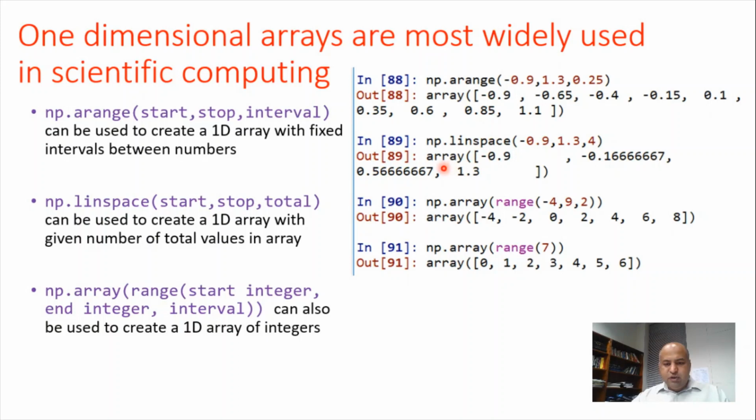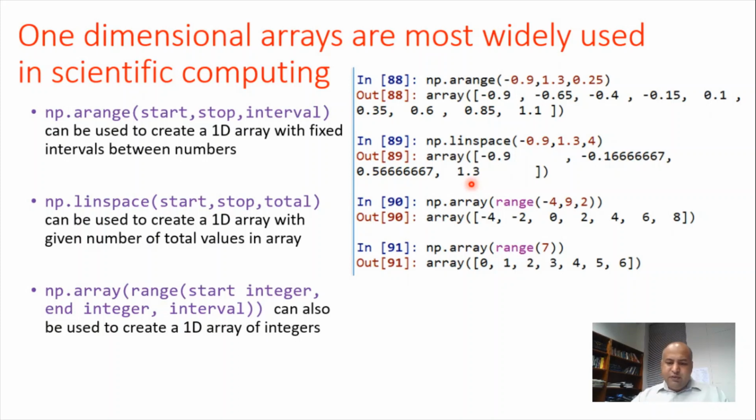We can also create it using a function called linspace. With linspace, I specify the total number of points in the array, along with a starting and an ending point. So here I specify 4 points.